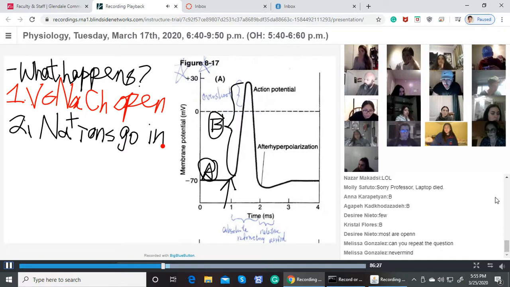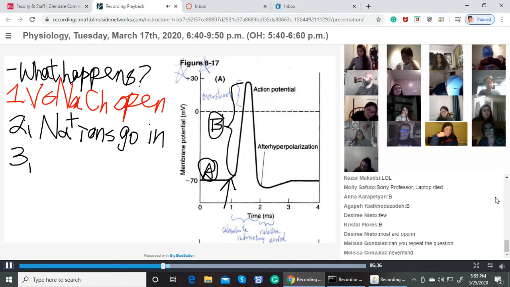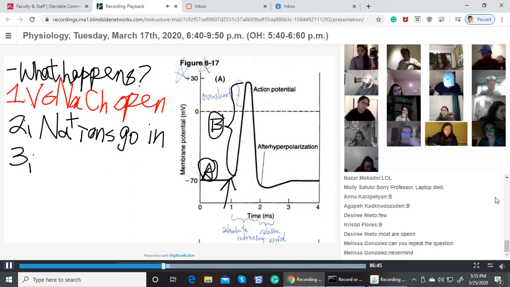Number 3. So when you have more sodium ions inside the cell, what will happen? What will be the membrane potential? What will happen to the membrane potential? Anyone want to try answering this question?